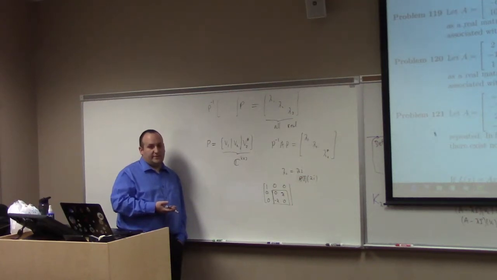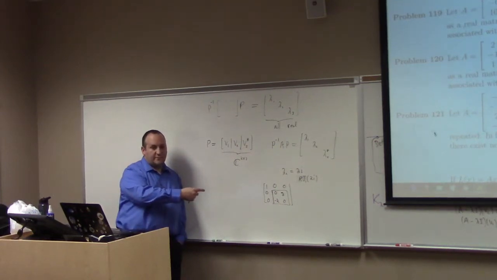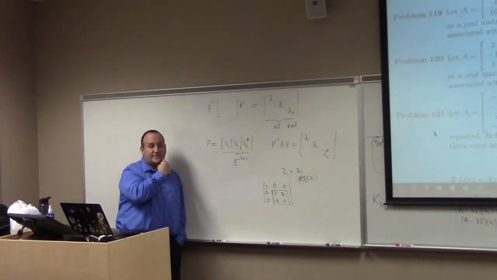If you were to similarity transform by the change of basis matrix, where the first column is your real eigenvector, the second column is the real part of your complex eigenvector, and the third column is the imaginary part of your complex eigenvector, similarity transforming the given matrix should put it into that form, which is, by the way, a real Jordan form. But no, it is not real diagonalizable.